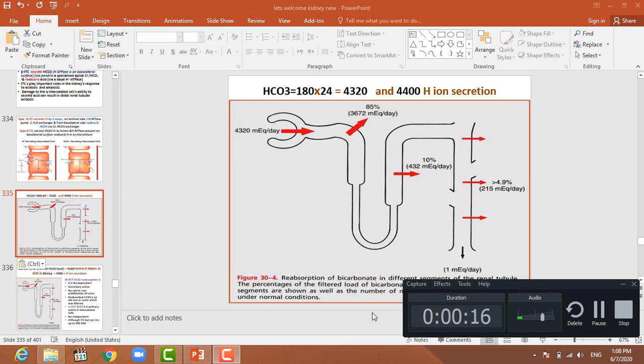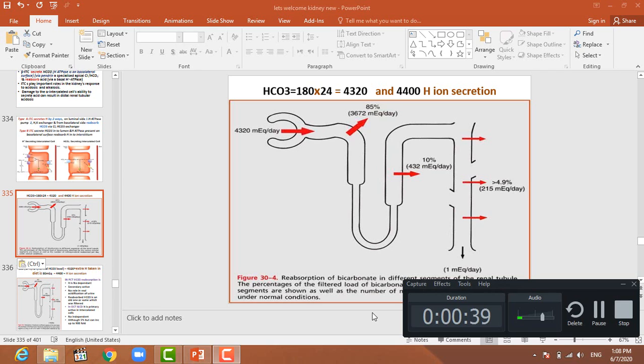This lecture is in continuation with the lectures of renal physiology. We have started the acid-base balance, and then we have covered the different types of buffers, mainly the bicarb buffers. We have seen the different functions of the kidney. Now we are moving onward. Today we are going to discuss the reabsorption of the bicarbonate.